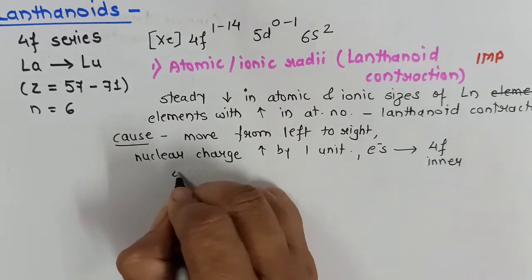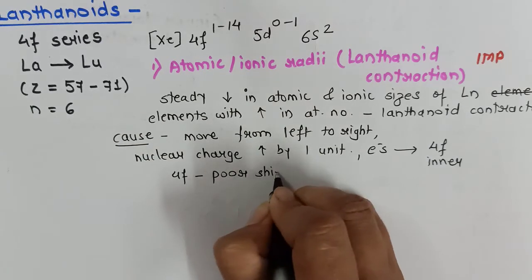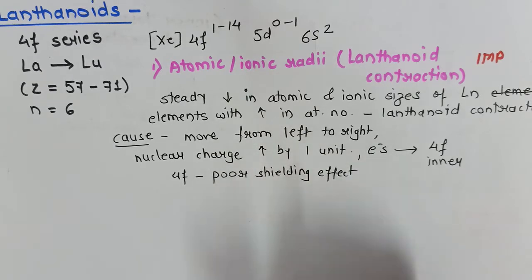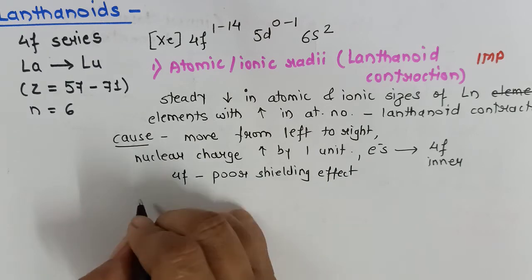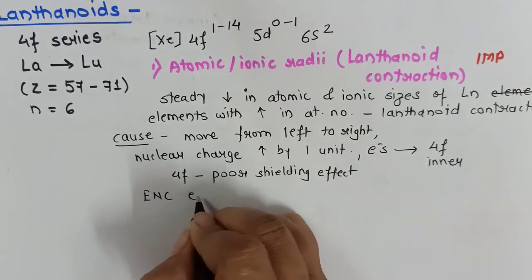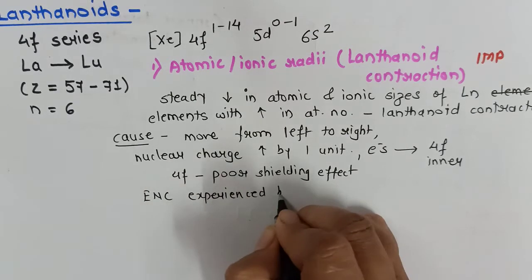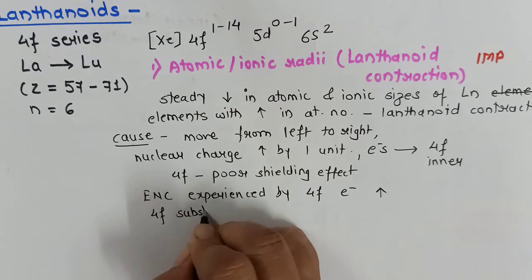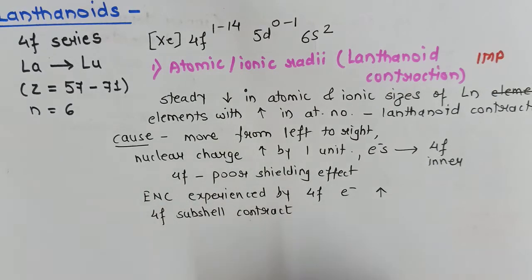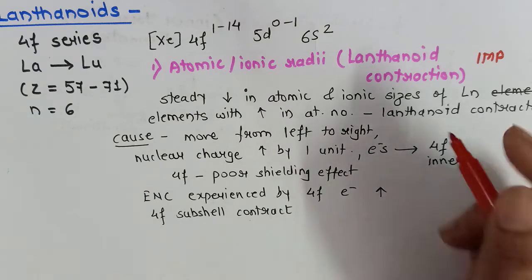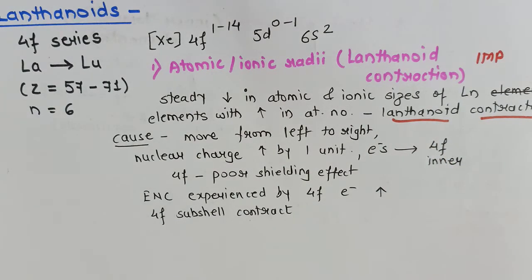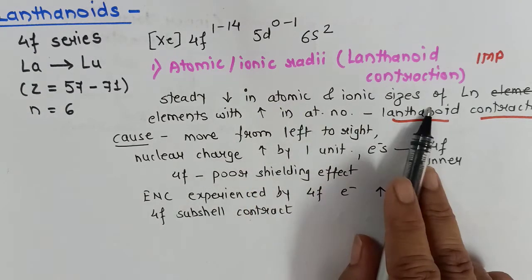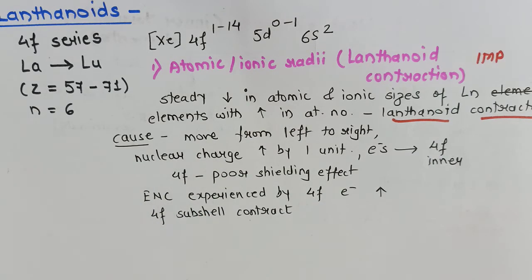How? The 4f subshell offers very poor shielding effect. So the new electrons are getting added more and more in 4f. But due to poor shielding effect, the effective nuclear charge experienced by these 4f electrons will increase. As a result, what will happen? The 4f subshell will contract. More and more electrons getting added to 4f, more and more effective nuclear charge it will experience. More and more there will be contraction, and that is what we call lanthanoid contraction. So due to contraction of 4f, the atomic and ionic sizes of lanthanoid elements decrease with increase in atomic number.